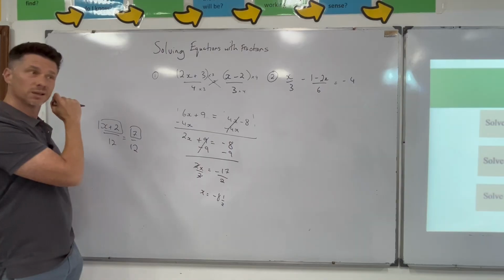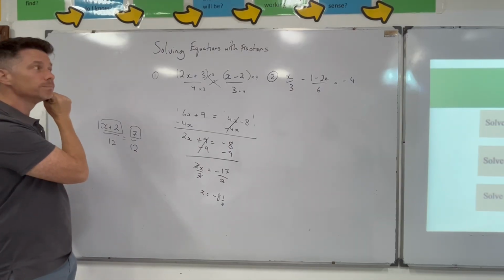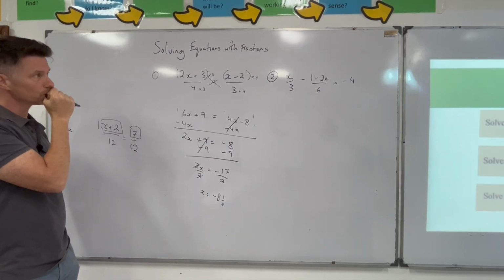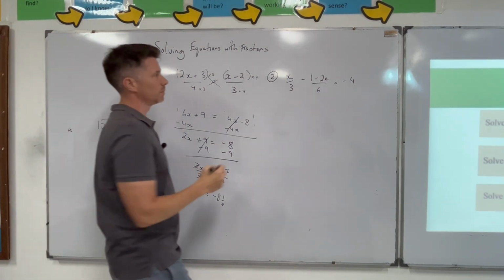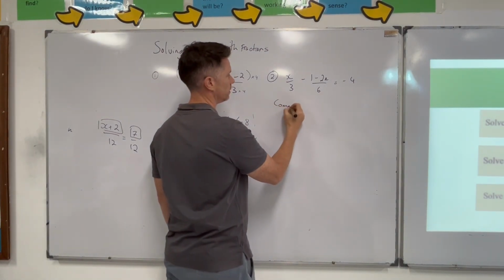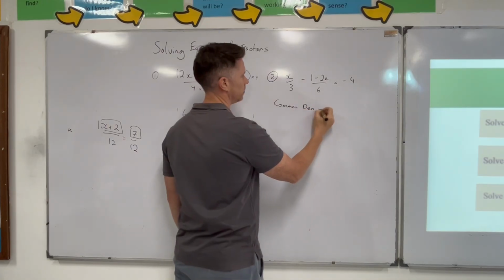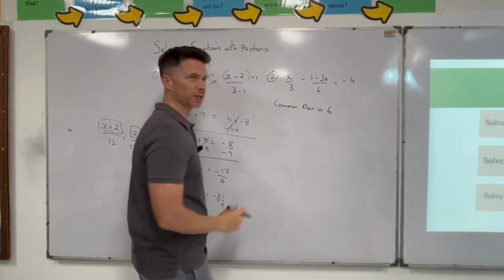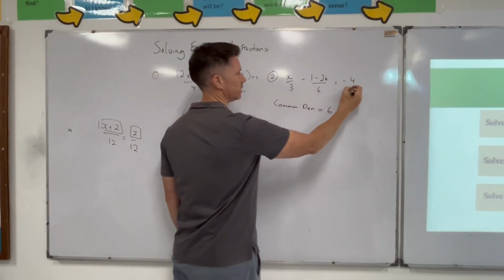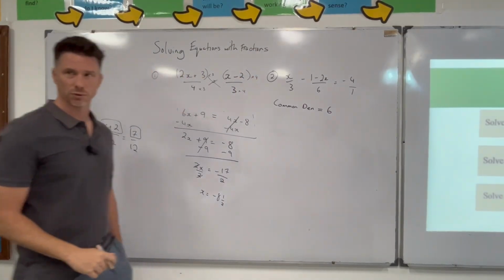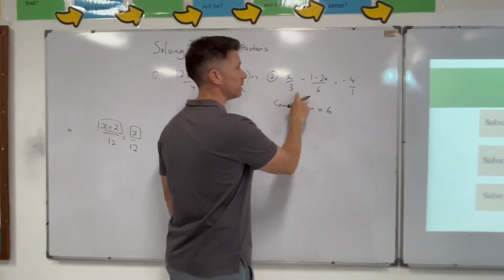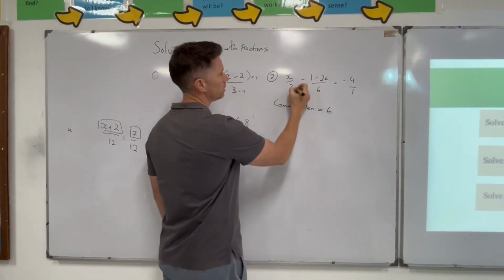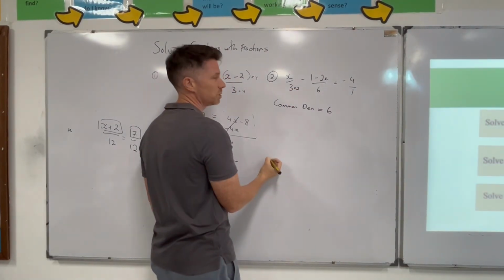So would you just multiply x over 3 by 2? Yep. So you're going to find the common denominator. So the common denominator here is 6, isn't it? It's the smallest number of all 3. Like, you can write this over 1 if there's no fraction there. So the common denominator is 6, which means all the denominators have to equal 6. So this one needs to be times by 2.